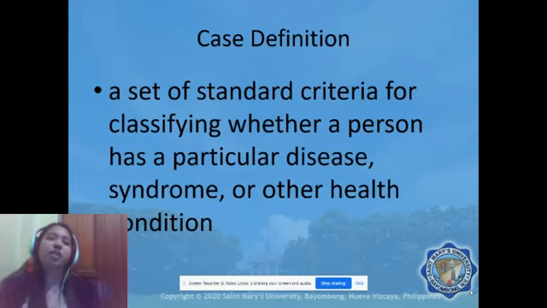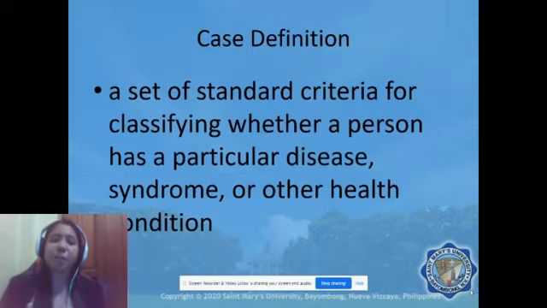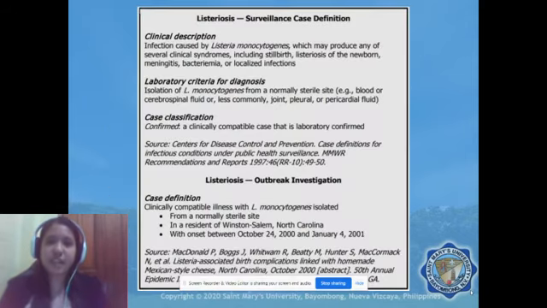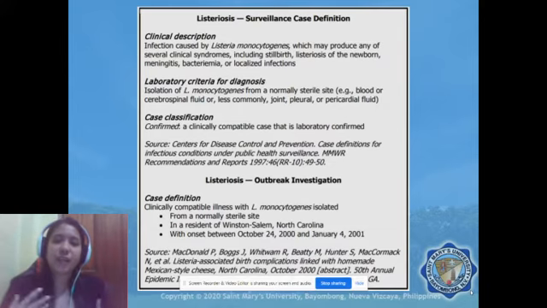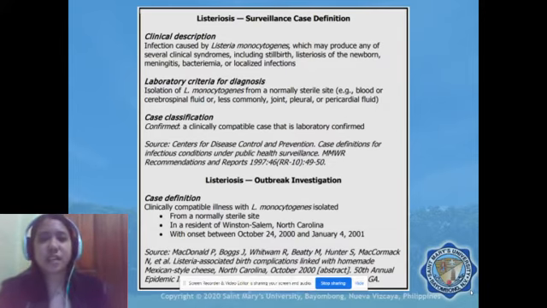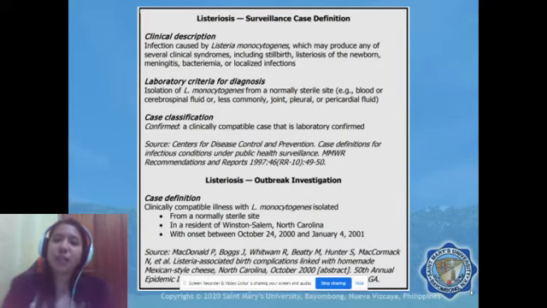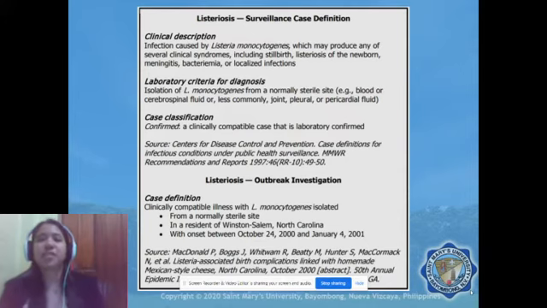So what is a case definition? This is a set of standard criteria for classifying whether a person has a particular disease, syndrome, or other health condition. This is an example of a case definition for listeriosis. What do you need to place in the table or in your report if you are coming up with a case definition? You have to place there the clinical description, the laboratory criteria for diagnosis, and also the case classification.